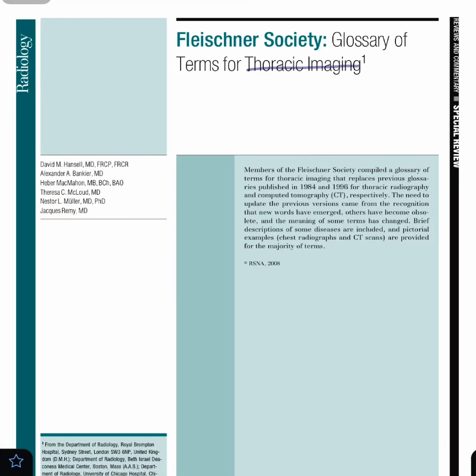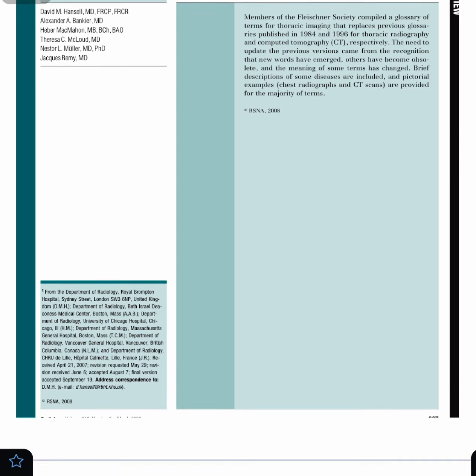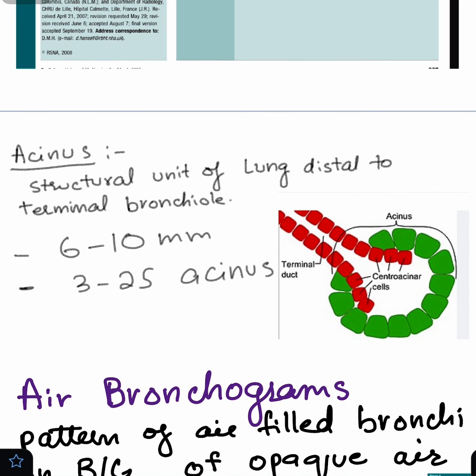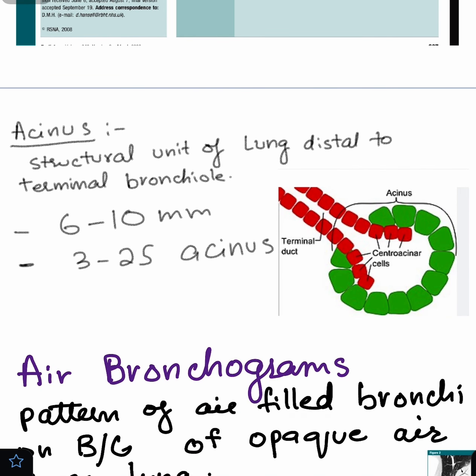Thoracic imaging terminologies by the Fleischner Society guidelines. I'll discuss some of the important terminologies discussed in these guidelines, and we'll try to review most of them. The first is acinus.